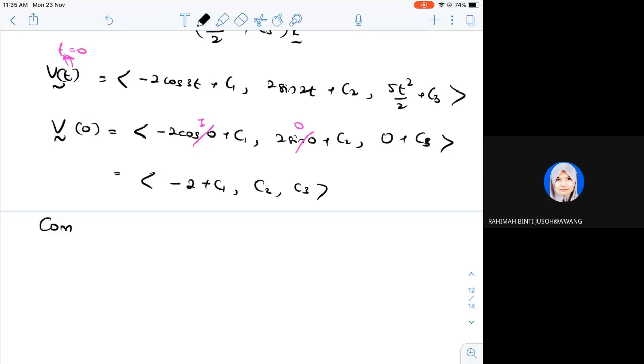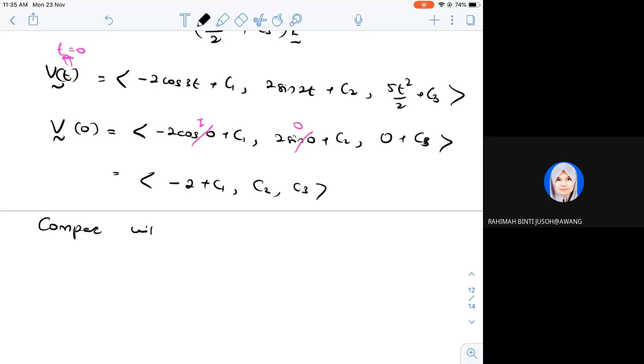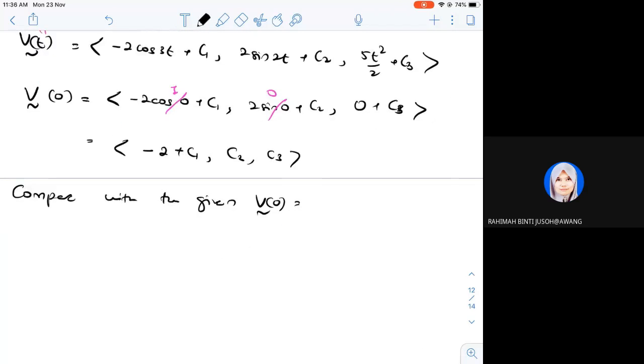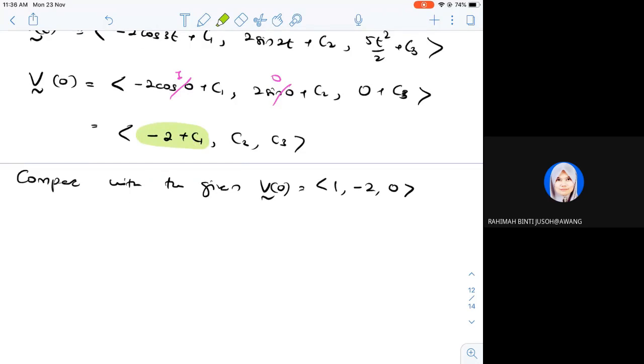So you have to compare with the given V0. The given V0 is 1, negative 2, 0. So let us compare by component. i with i, so we have negative 2 plus C1 equals to 1. Okay guys, negative 2 plus C1 equals to 1. Therefore, C1 equals to 3. And then number 2, C2 with negative 2. Of course, C2 equals to negative 2. And then C3 with 0. So of course, we will have C3 equals to 0.